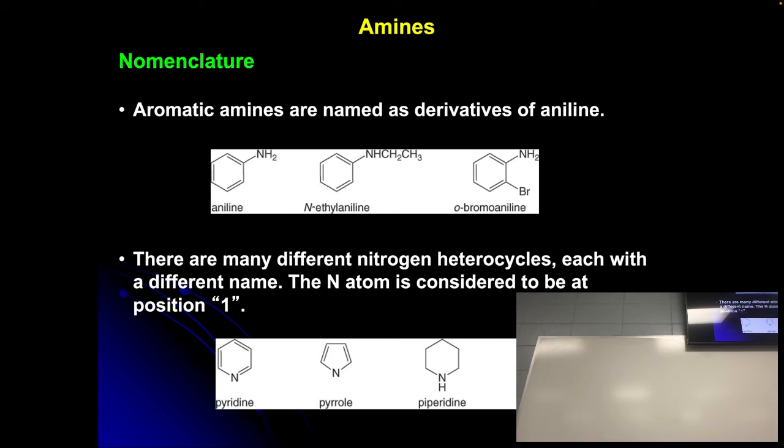Okay? And here we have O-bromoaniline. What's the O mean? Ortho. Okay? Ortho-bromoaniline. You can also have amine-like compounds where the nitrogen is within the ring itself. Here's pyridine, here's piperidine, here's pyrrolidine, pyrrole. These are just common molecules that you should know something about.